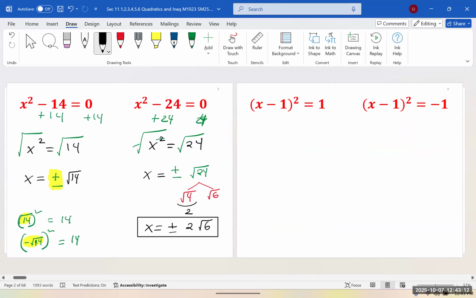Okay, now next type. Let's try doing it logically first. What number, when you subtract 1 and square, turns into 1? What could be one number? At least one number you can think of. 2.